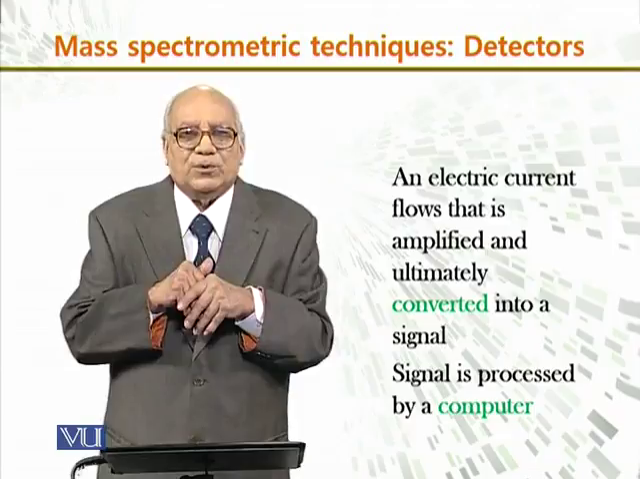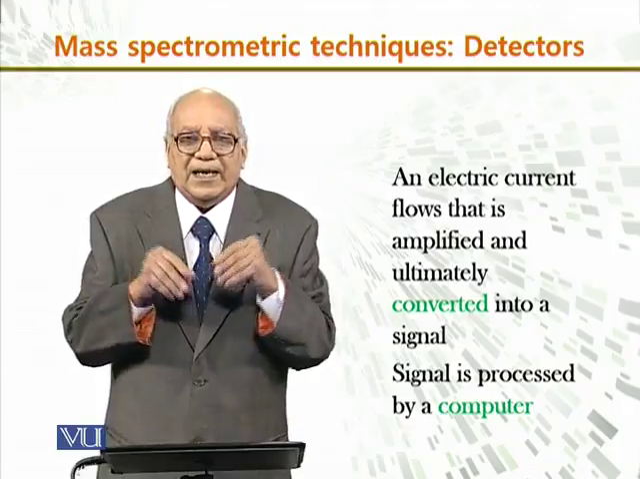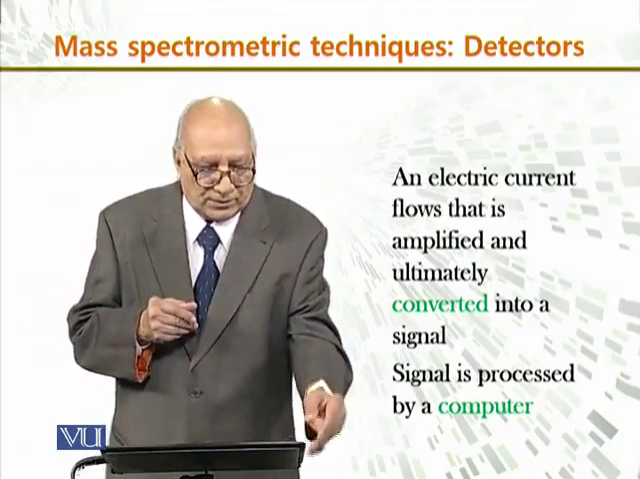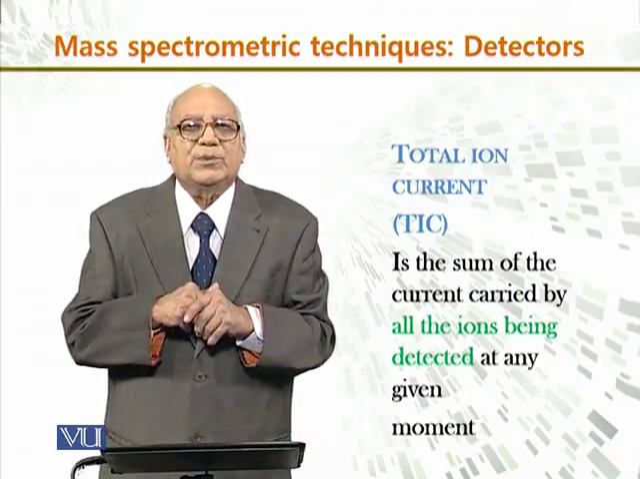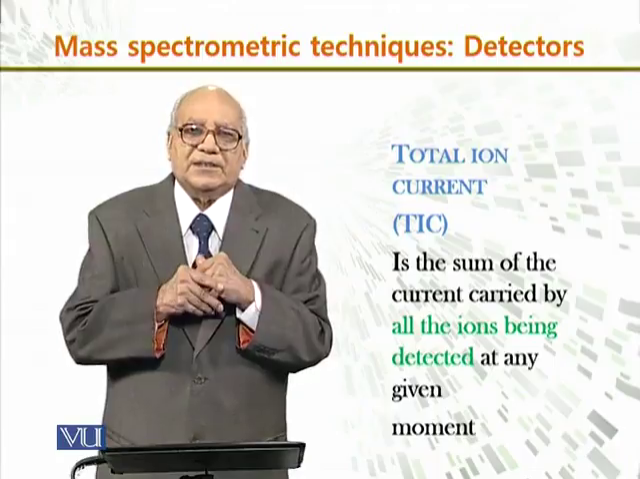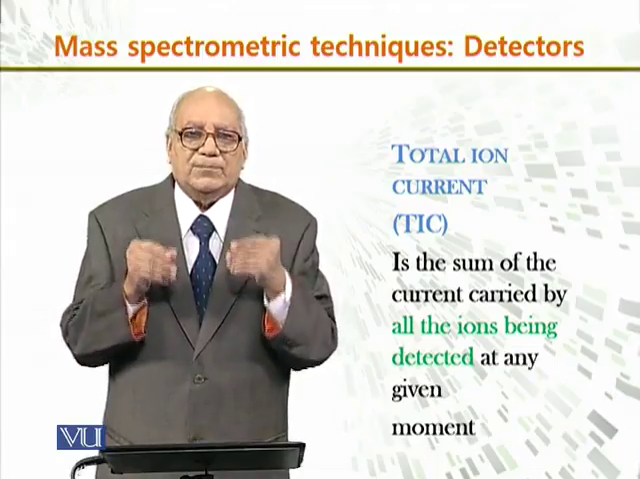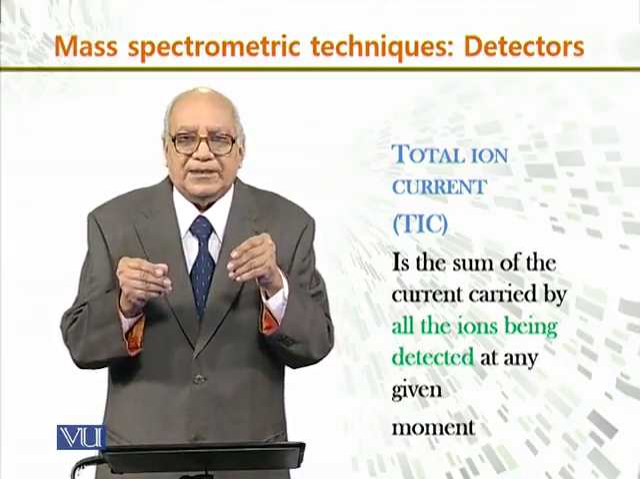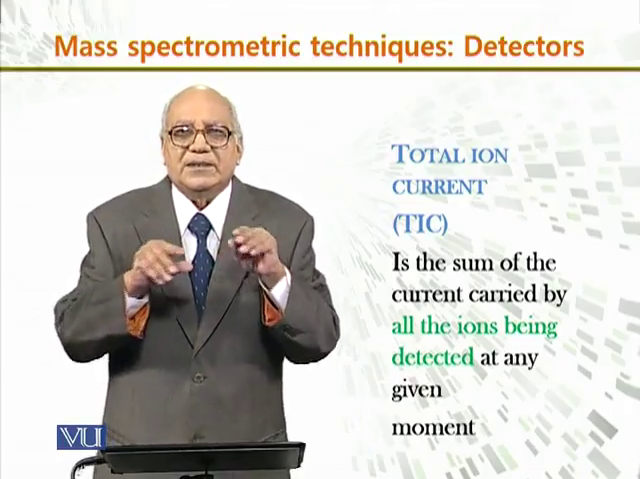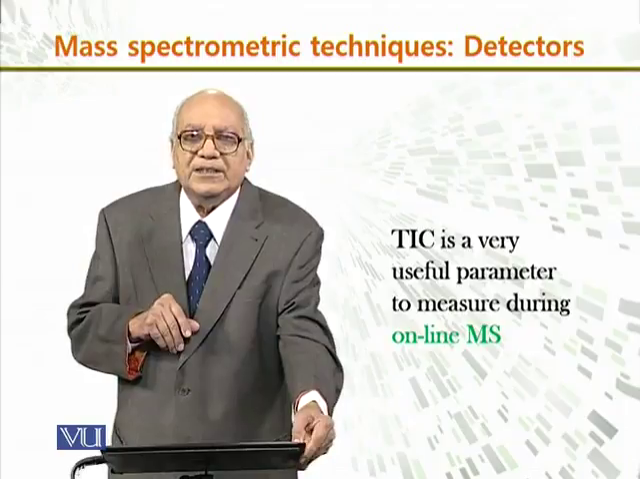An electric current flows, that is amplified and ultimately converted into a signal, and that signal is processed by a computer. Of course, all these ions and that signal make up the total ion current, that is the TIC, which is the sum of the current carried by all the ions being detected on the detector at a given moment.